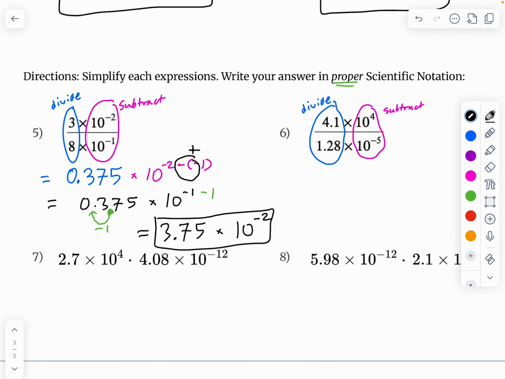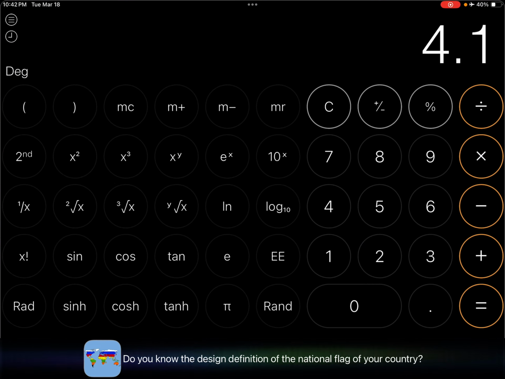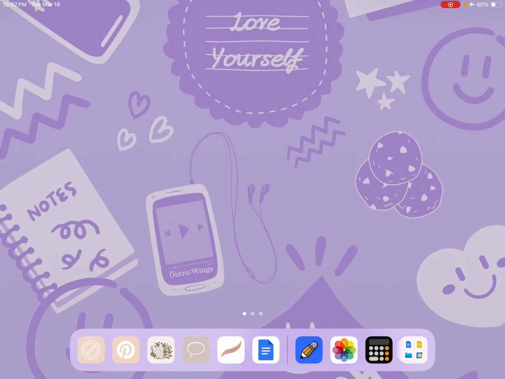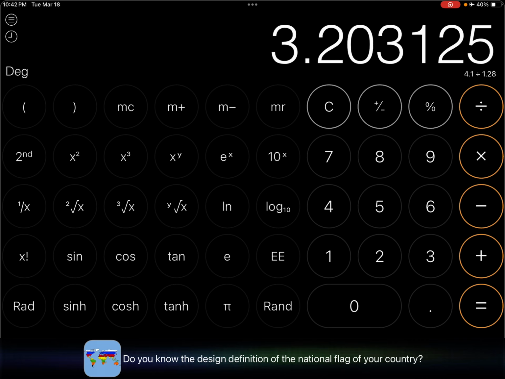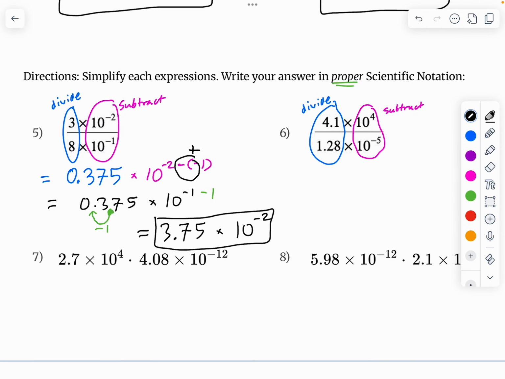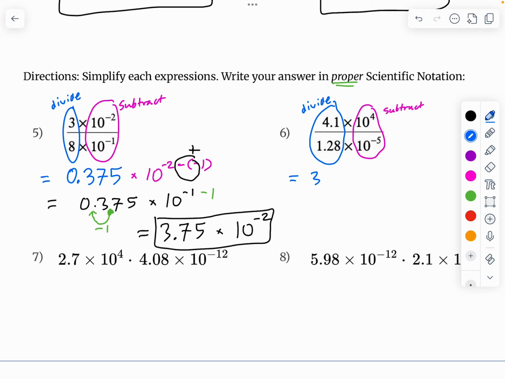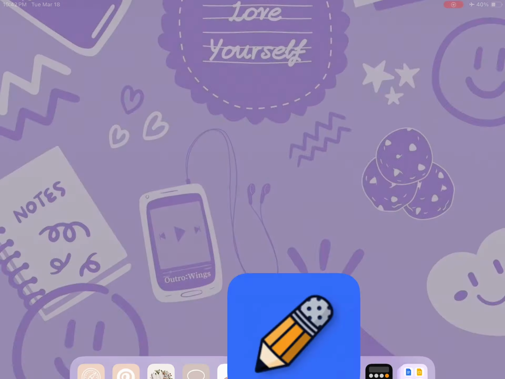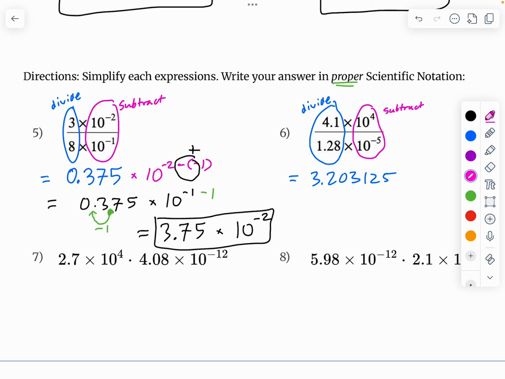Okay. Number 6. So for number 6, did you divide 4.1 by 1.28? Let's see if you did that correctly. 4.1 divided by 1.28. We get 3.203. This is great news. Let's write the whole thing. We got 3.203125. Did I memorize that correctly? 3.203125. Let's go. I got it.